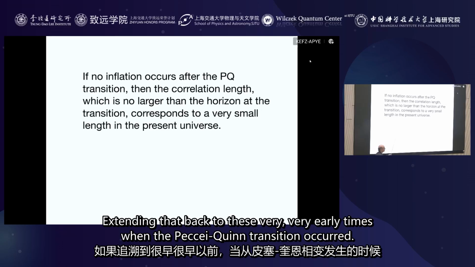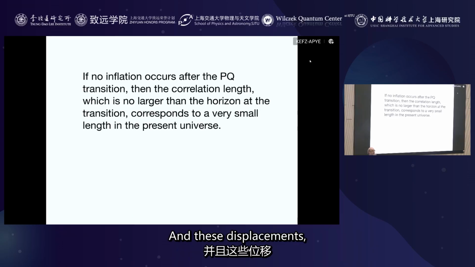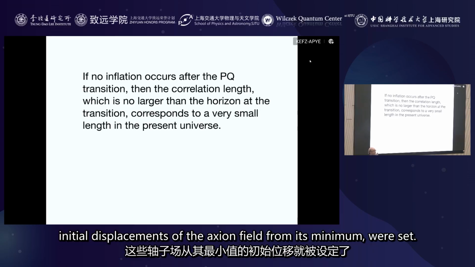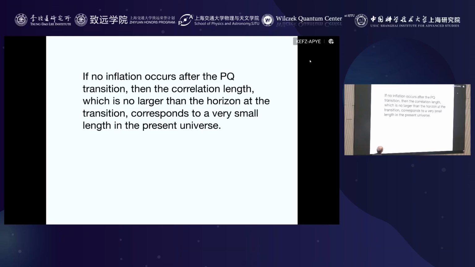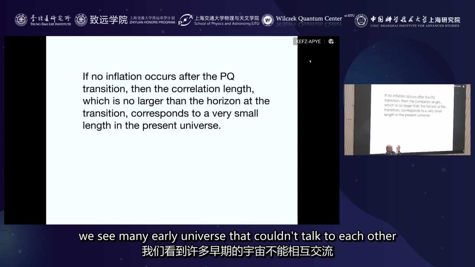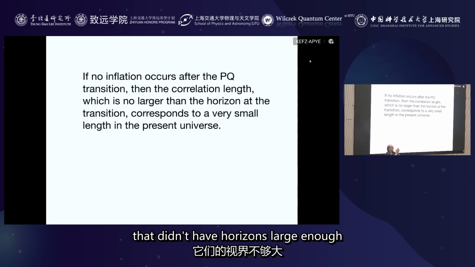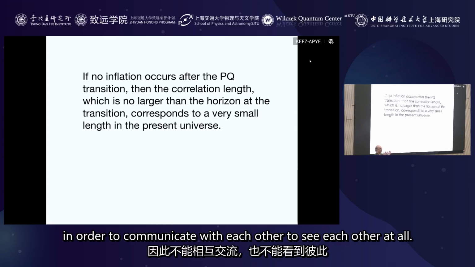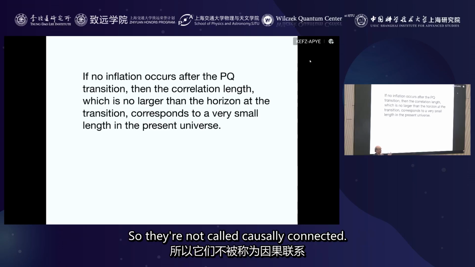Extending that back to these very, very early times when the Peccei-Quinn transition occurred, and these initial displacements of the axion field from its minimum were set. When we look out at the sky, we see many early universes that couldn't talk to each other, that didn't have horizons large enough to communicate with each other, to see each other at all. So they're not what's called causally connected.